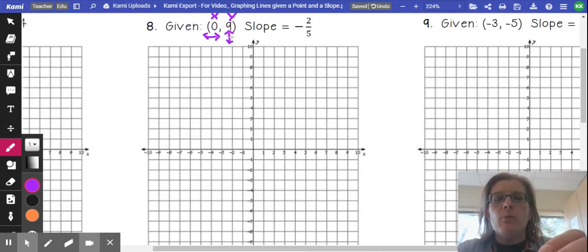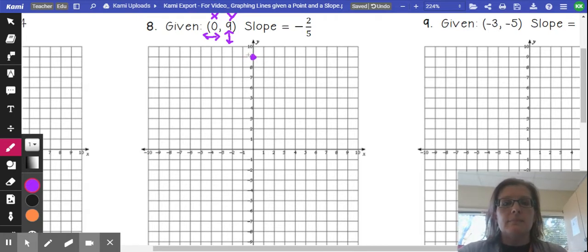Then my y point of 9 tells me to go up or down. Since it is a positive 9, I know I need to go up 9. So I went 0 sideways, and then I will go up 9, and I'll put my point there. So the first step is to graph your point.